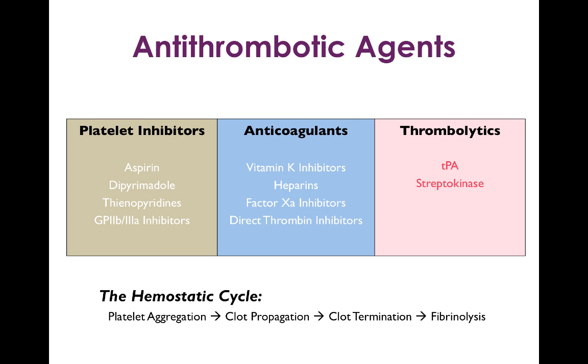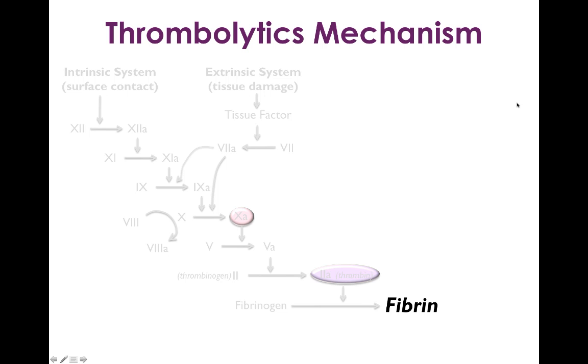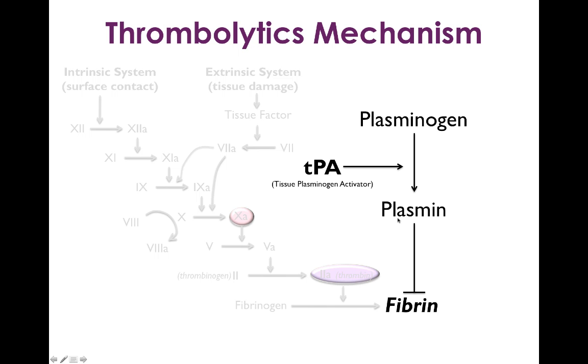Okay, so we talked about platelet inhibitors, anticoagulants. Now we have to talk about the thrombolytics, or the clot busters. So we have here the coagulation cascade ending up in fibrin. And the way fibrin gets cleared, or a clot is resolved, is plasmin comes along and breaks down the fibrin. And plasmin is generated from plasminogen. And these thrombolytics work by stimulating plasmin formation.